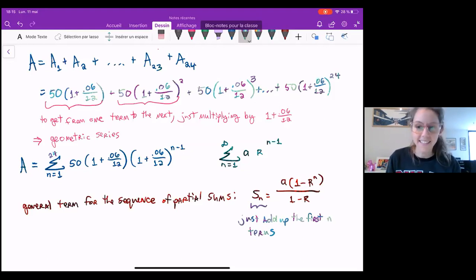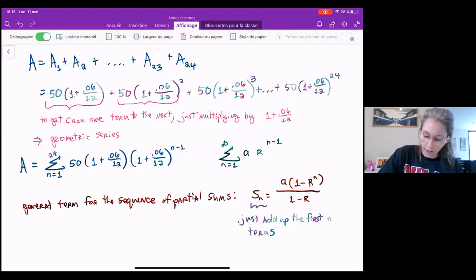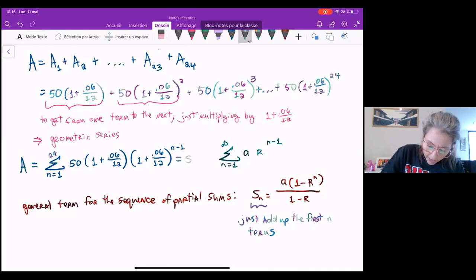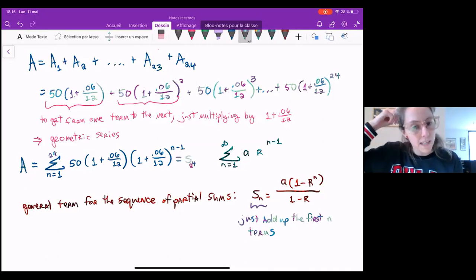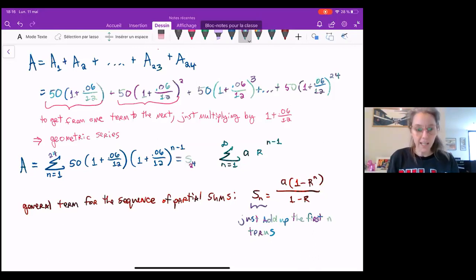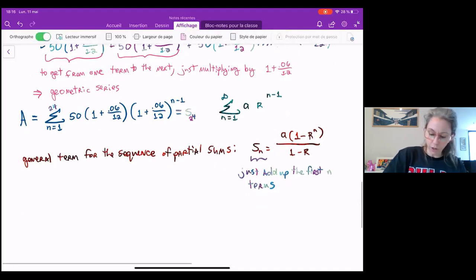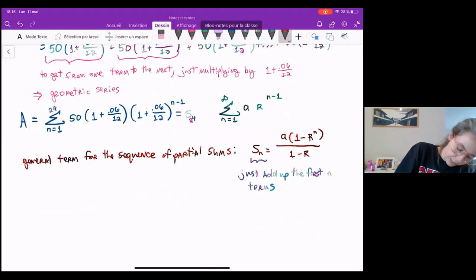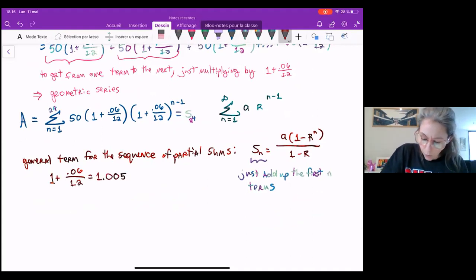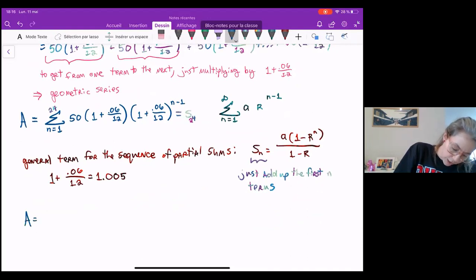So A is actually equal to S sub 24. In other words, I can go back up here and say that this is equal to S sub 24, which means that I will actually be able to calculate this thing. Now that I've thought of this as a geometric series, first of all, let's figure out what 1 plus 0.06 over 12 is. 0.06 over 12 is equal to 1.005.